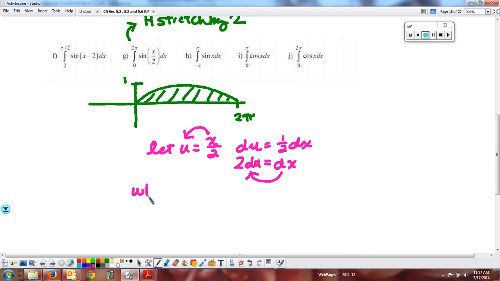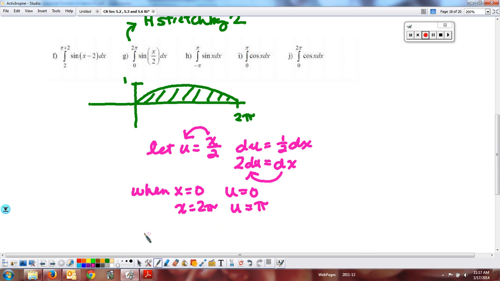So when my x is equal to 0, I'm using this fact over here. You can solve this for x if you want. You know that x equals twice u, or u equals x over 2. Actually, I don't need to switch it over because I'm really trying to find u, so I don't need to solve. So we can come back in here, and when x is 0, u is going to equal 0. When x is 2 pi, u is going to equal pi.